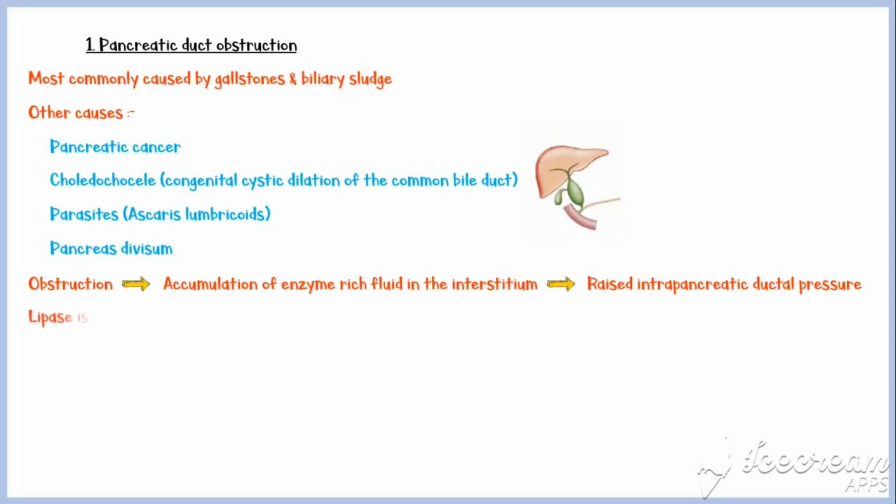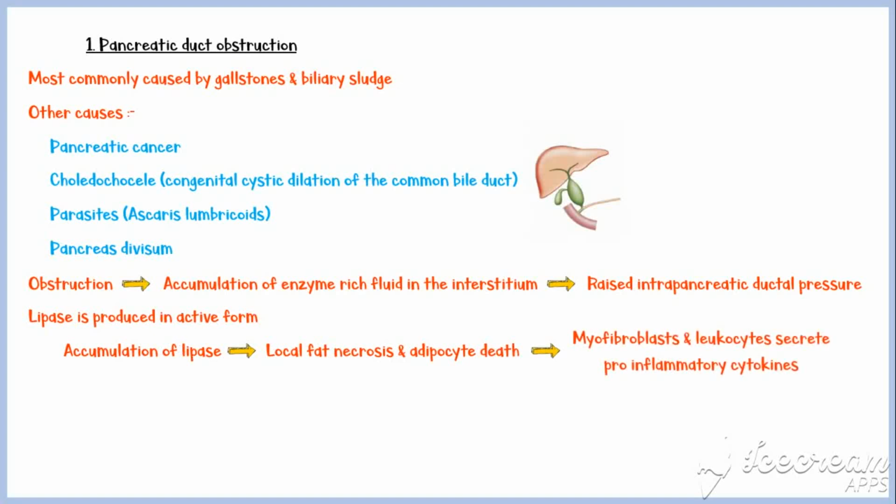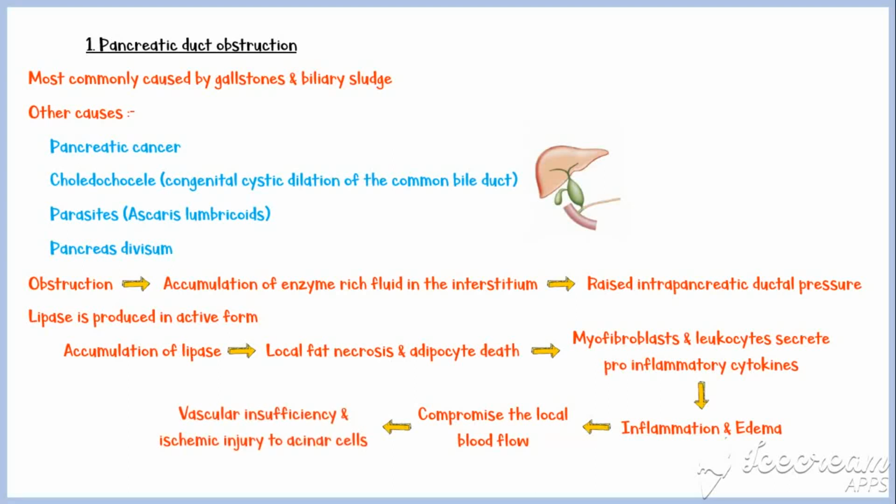Unlike other enzymes, lipase is produced in its active form. Therefore, accumulation of lipase leads to local fat necrosis and adipocyte death. This will stimulate myofibroblasts and leukocytes to secrete pro-inflammatory cytokines, which will result in inflammation and edema, which compromise the local blood flow, leading to vascular insufficiency and ischemic injury to acinar cells, causing release and activation of pancreatic enzymes.